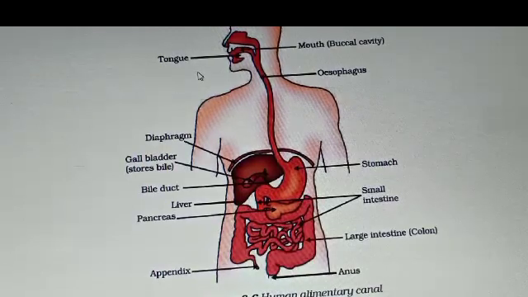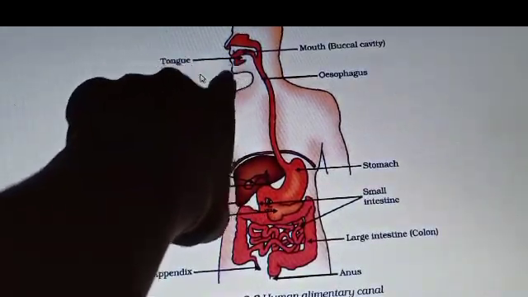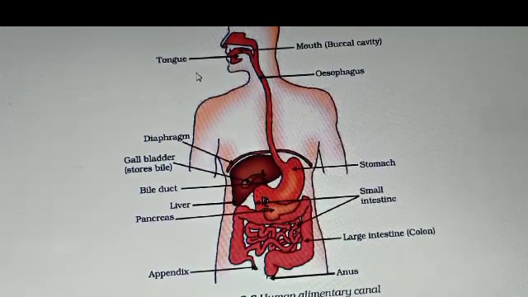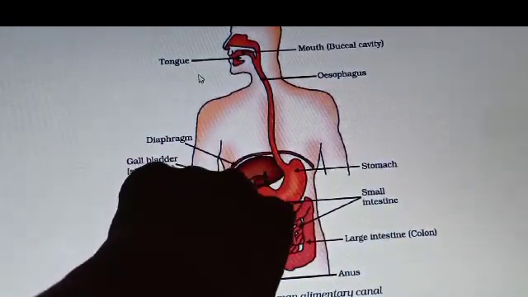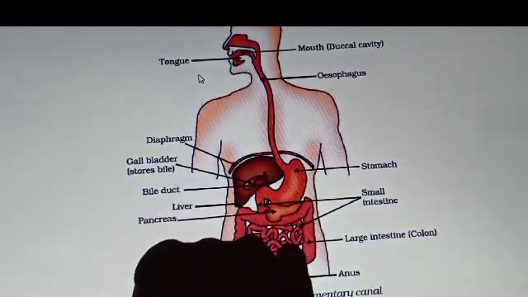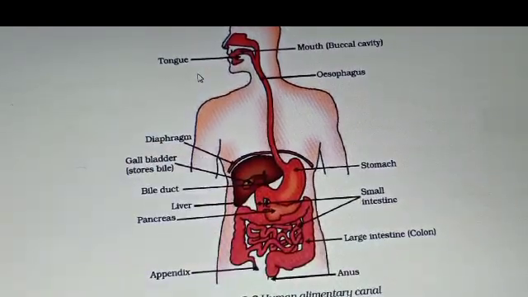Now let's see the human digestive system. Here you can see the human digestive system. One thing is missing here, that is the salivary gland. Here you can mention the salivary gland. The mouth is the opening, the starting of the digestive system. And the tongue, if you want to denote it, then it is okay. Then the mouth opens into the esophagus. This pipe is known as the esophagus. The esophagus opens into the stomach. Then the stomach opens into the small intestine, and the small intestine opens into the large intestine, and the large intestine opens into the anus.